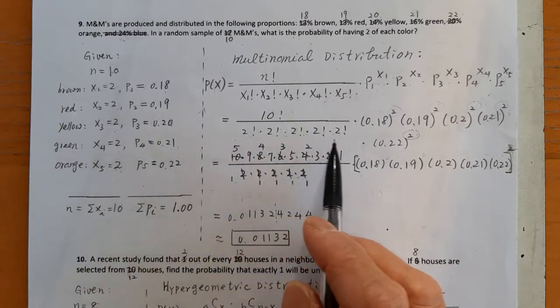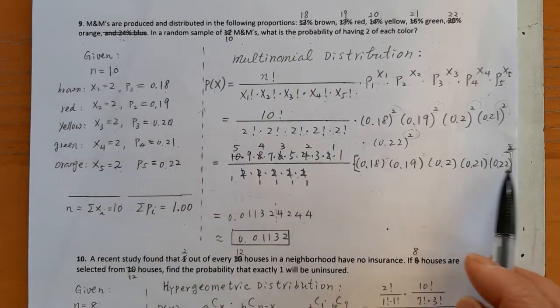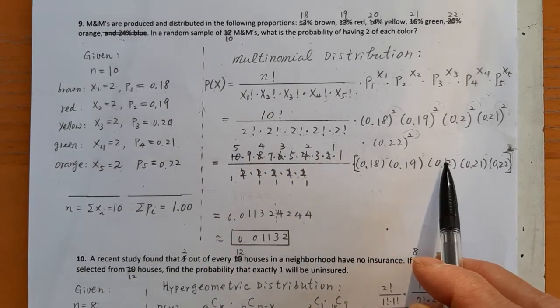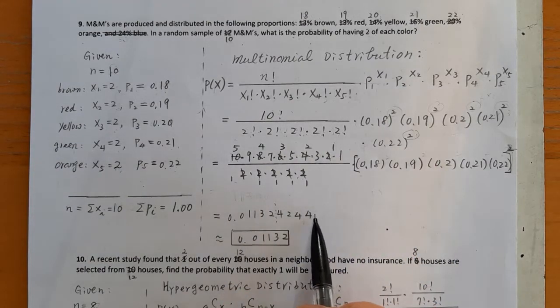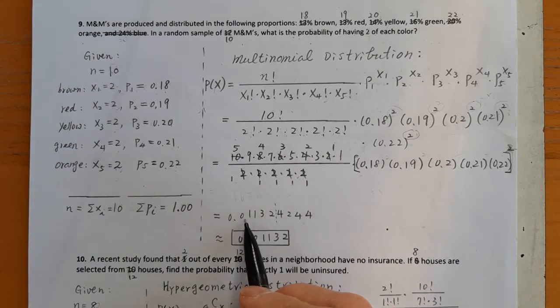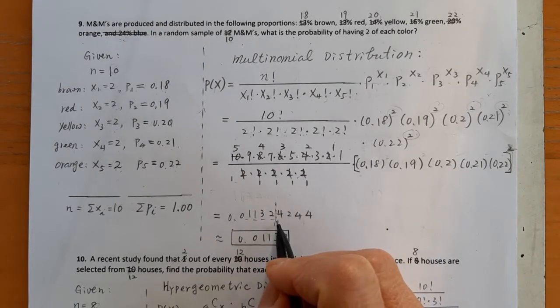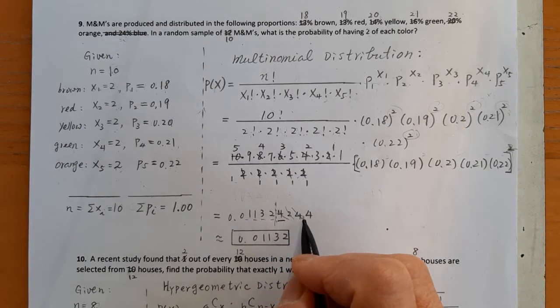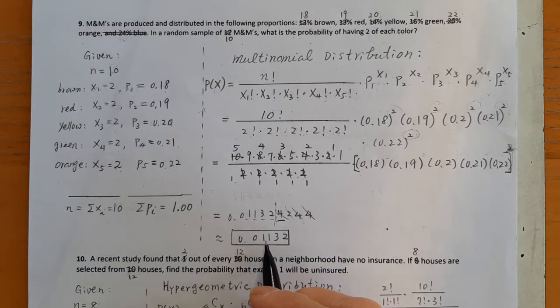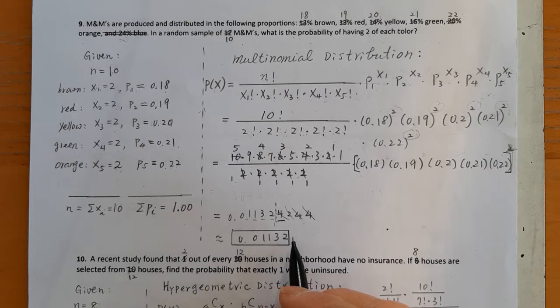Multiply those numbers out and use the calculator, then you will get this number. And 4 significant digits up to here, and the next digit is less than 5, so truncate. So it's 0.01132, and it's about 1.132% probability.